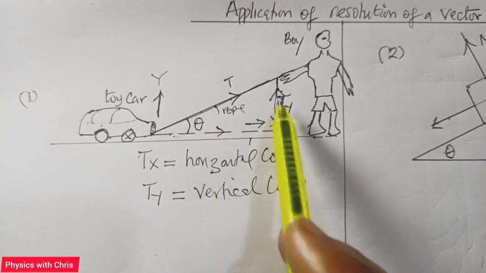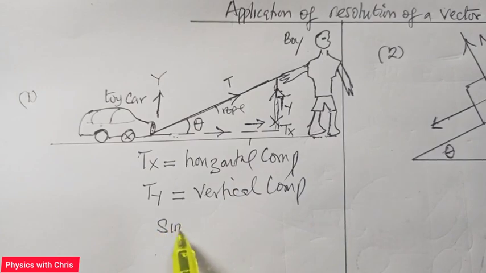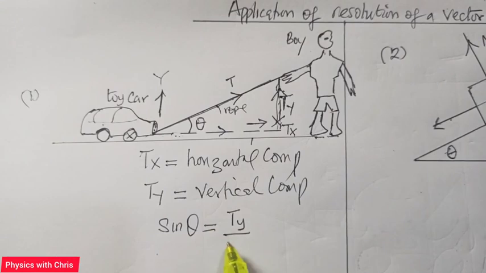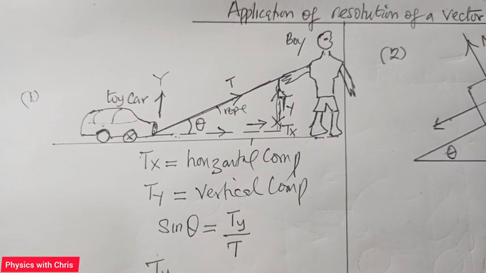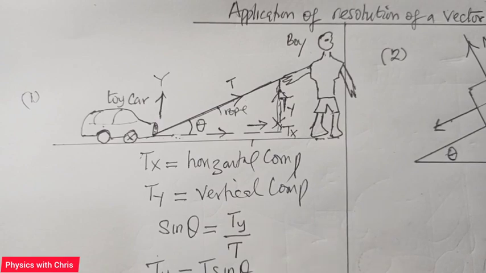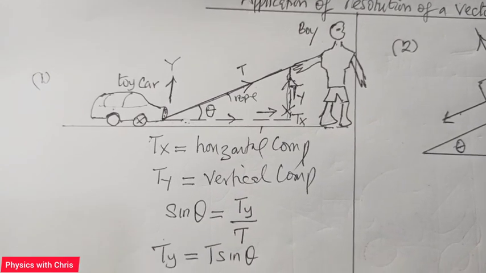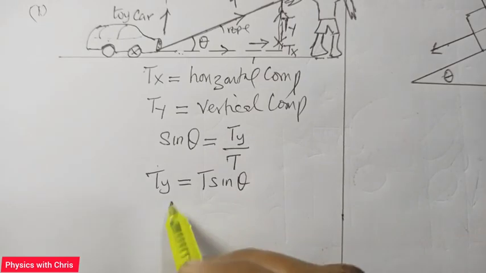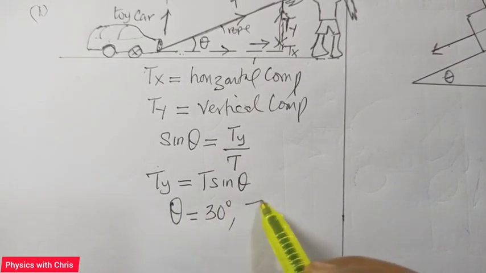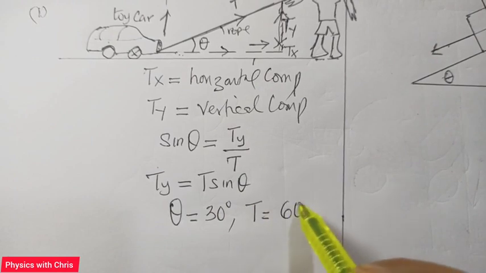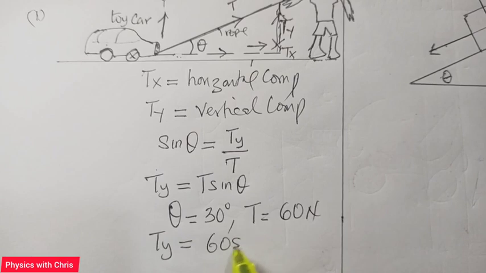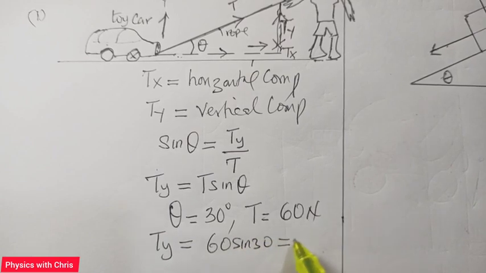So by SOHCAHTOA, sine theta equals opposite over hypotenuse, which is Ty over the tension in the string T. So that gives me Ty equals T sine theta. Now suppose the angle theta is given. Let's say theta, the angle the rope makes with the horizontal, is 30 degrees and the tension in the rope is 60 Newton. Therefore, the Ty component is going to be 60 sine 30. That will give me 30 Newton.